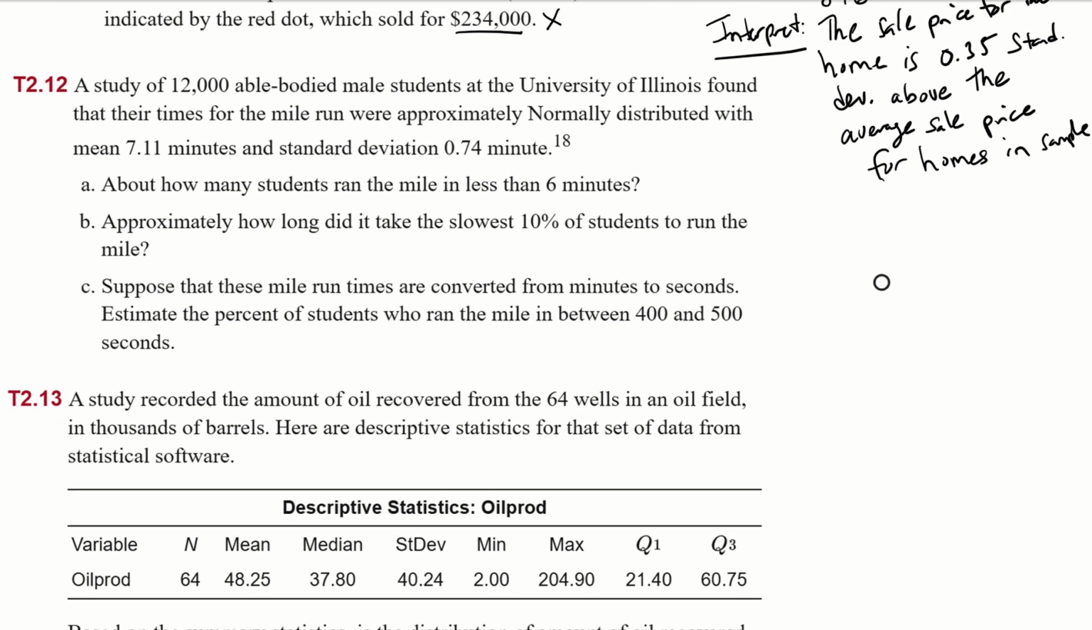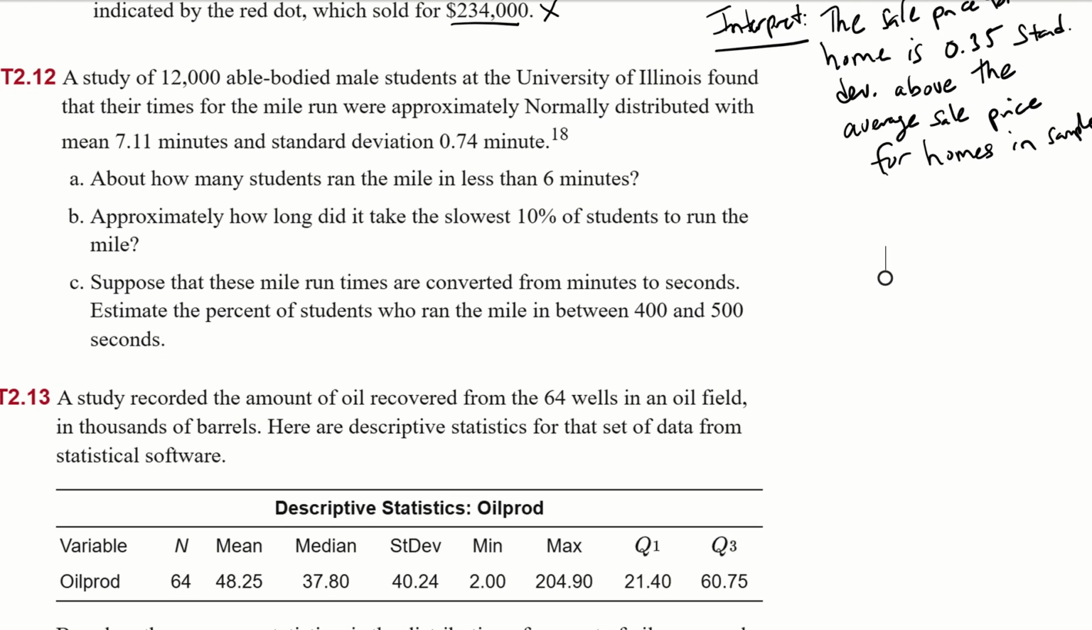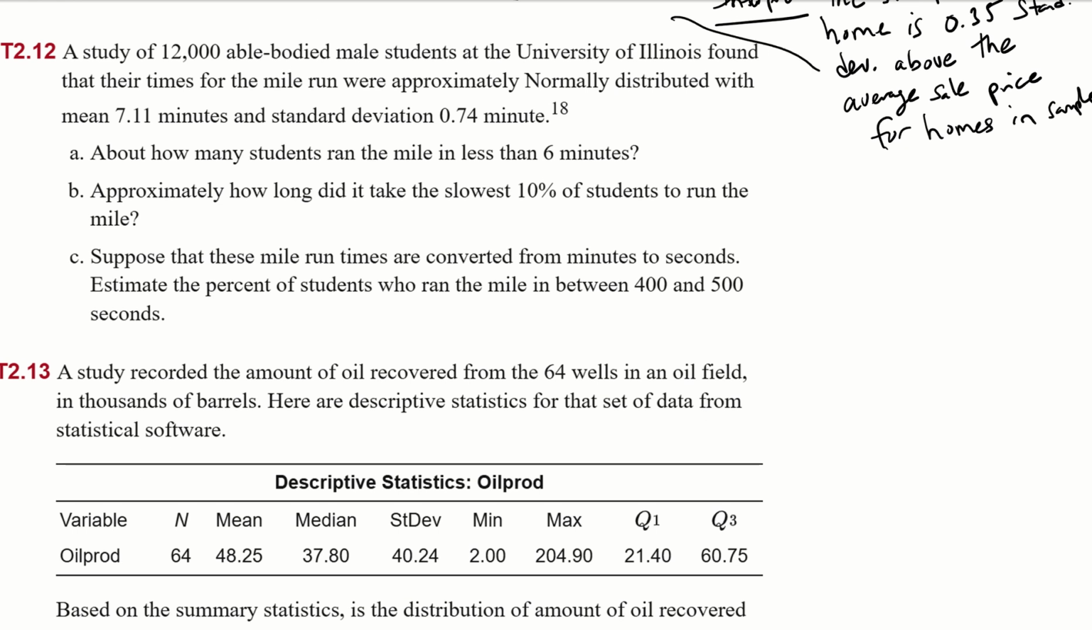Number 12, a study of 12,000 able-bodied male students at the University of Illinois found that their times for the mile run were approximately normally distributed, with a mean of 7.11 minutes and a standard deviation of 0.74 minutes. About how many students ran the mile in less than 6 minutes? Okay, so it says less than 6 minutes. So we know that we're doing a normal distribution, and we got 6 here, and we want the area to the left, right? So we want to figure out what that percentage is on the left side of the curve.